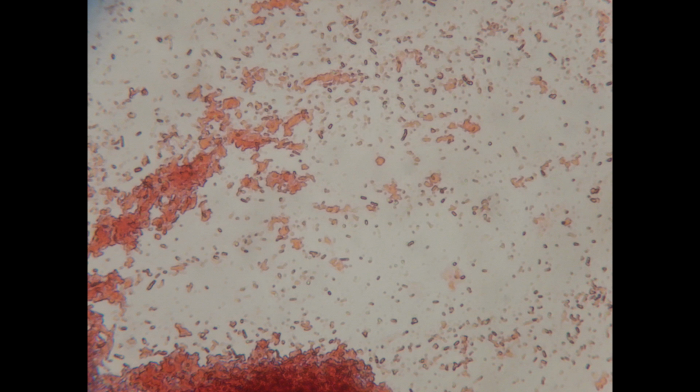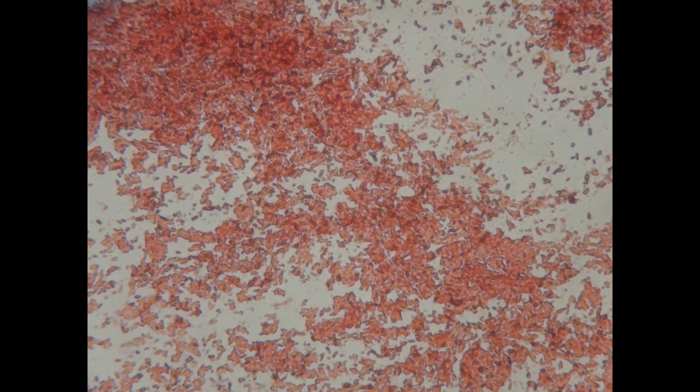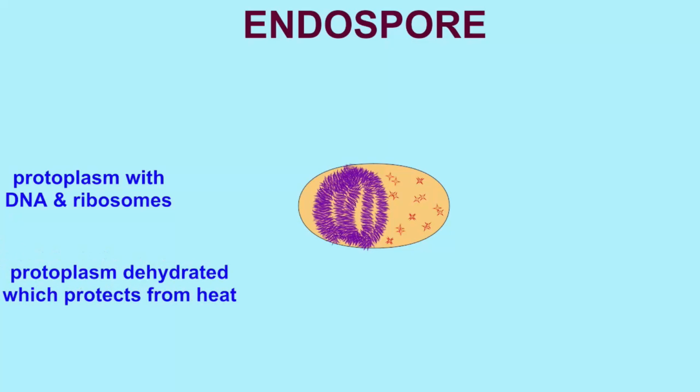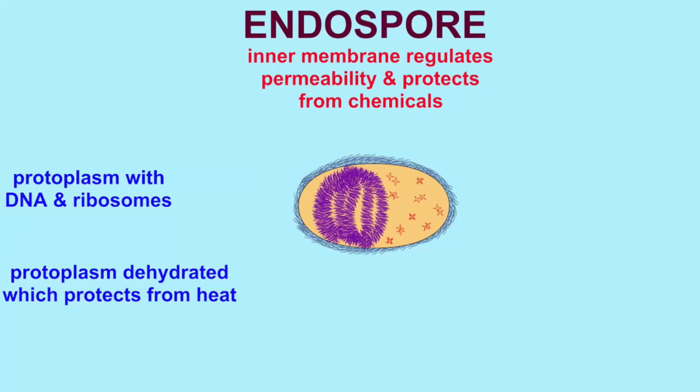What is an endospore? Well, bacteria can have a protoplasm, kind of the same as a cytoplasm, but we often use that term with cells that have a nucleus. So the protoplasm has DNA, ribosomes, and the other aspects of the cell. The protoplasm is dehydrated, and thus this will protect it from heat. So as something heats, the water molecules will become agitated, but if you're dehydrated, you experience this less.